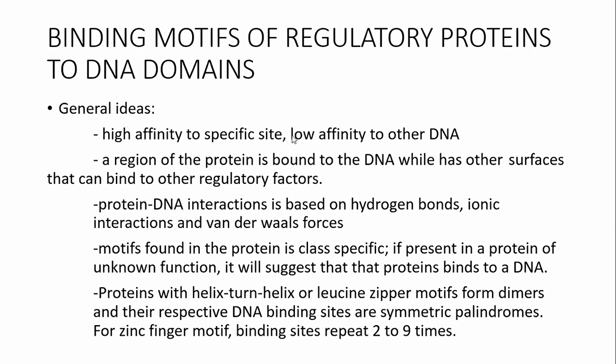Now, your protein-DNA interaction is based on hydrogen bonds, ionic interactions, and van der Waals forces. Fourth, motifs found in proteins are class-specific. That means this protein is for DNA only. Whatever protein you have on the DNA is only for it. It has no other function except to regulate the DNA. If you find a protein near the DNA with unknown function, it would suggest that the protein binds to DNA. And proteins with helix-turn-helix or leucine zipper motifs form dimers, and their respective DNA binding sites are symmetric palindromes. I will show you what the idea of a palindrome looks like.